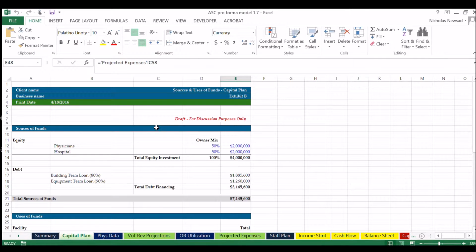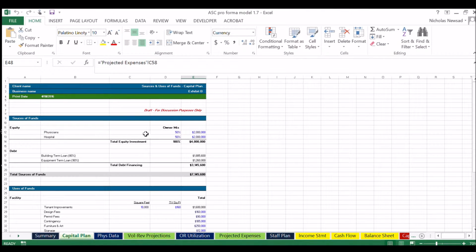So this is your sources and uses of funds that you would have to plan out if you're doing a startup or a new facility renovation. Up here under the sources of funds, it looks like we're raising $7.1 million through equity and debt. You can see how that money is split between the physicians and the hospital, and then how much of that is financed through debt. It looks like they're taking out a building loan and an equipment loan on this particular capitalization.